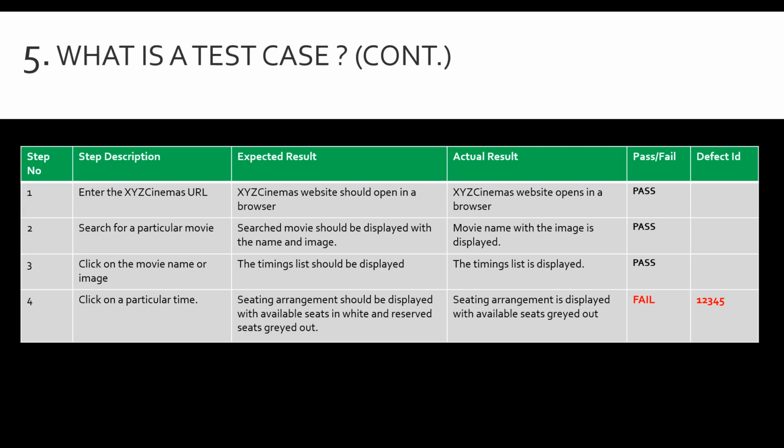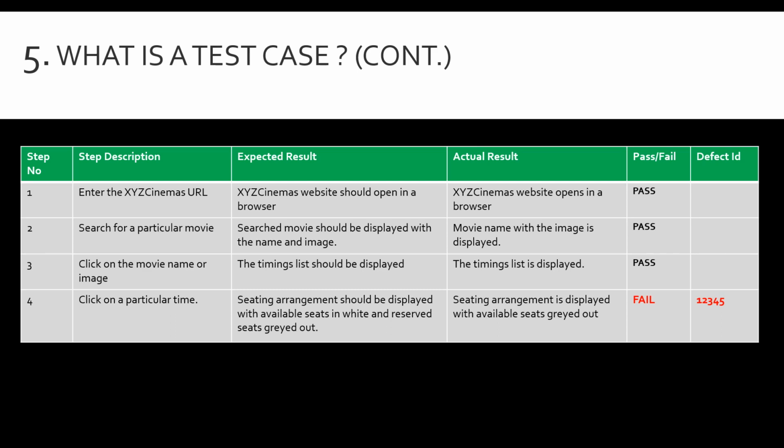So if you go by this, the first step was to enter the URL for the XYZ cinemas. The website should open, which it did. And then the second step was to search for a movie. The actual result was, once it was searched, the movie with the image was displayed, the relevant movie which the tester was searching for. And then once the movie was clicked, the timing should have been displayed, which was displayed in this execution cycle.